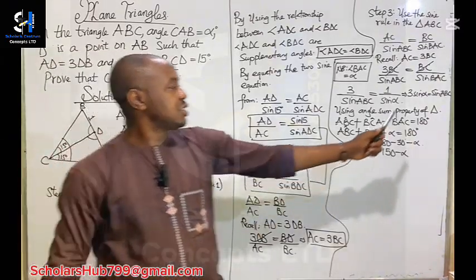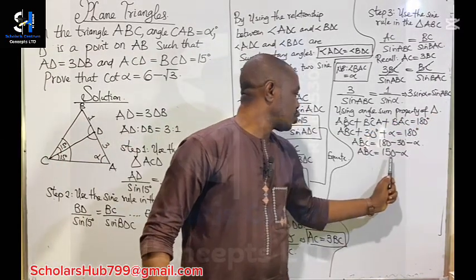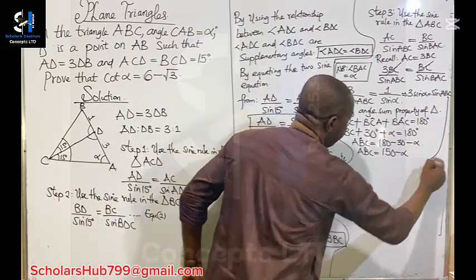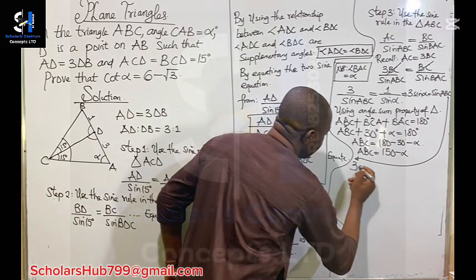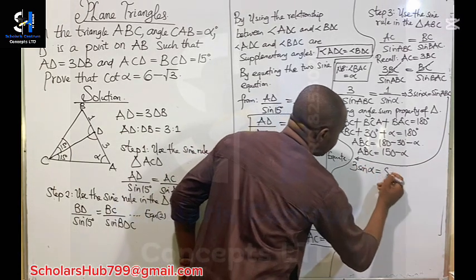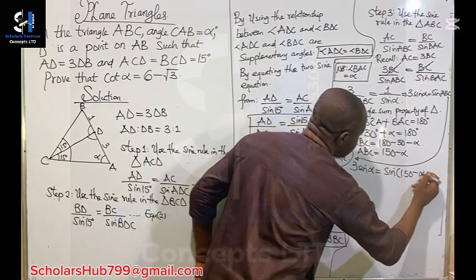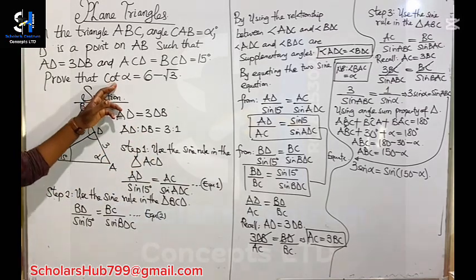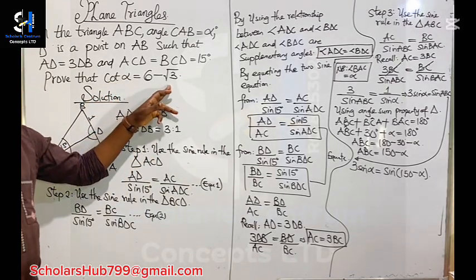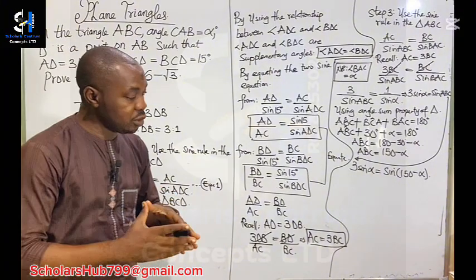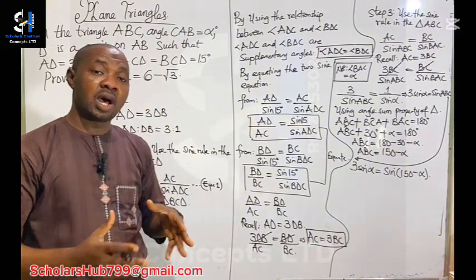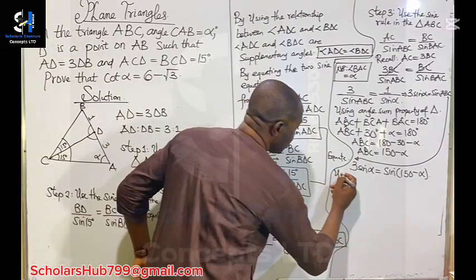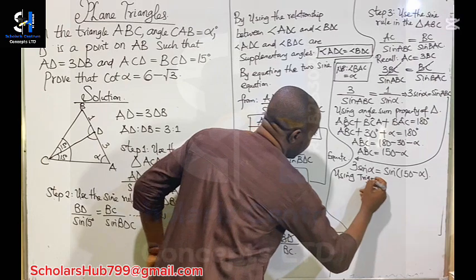So which means we have sine ABC, and ABC is 150 minus alpha. So from here, we have 3 sine alpha equals sine of 150 minus alpha. Don't forget, we want to prove cot alpha equals 6 minus radical 3. So what we're going to do next is use the compound angle formula for sine. That is the trig identity.